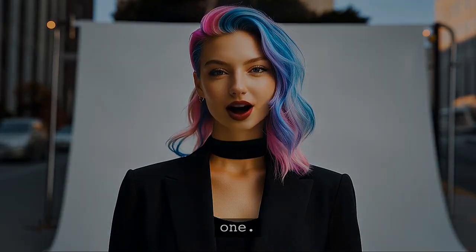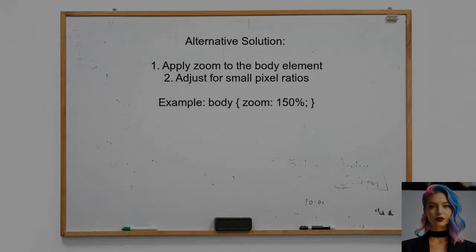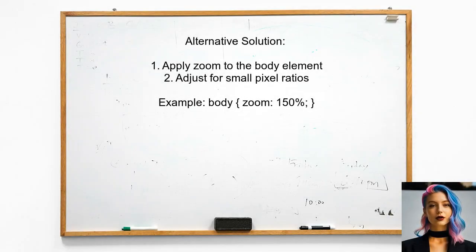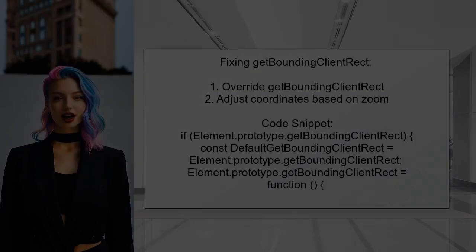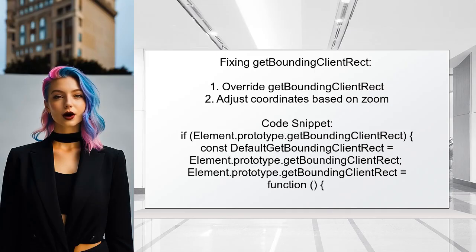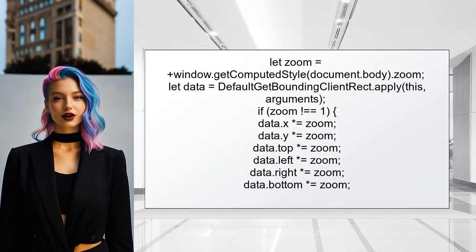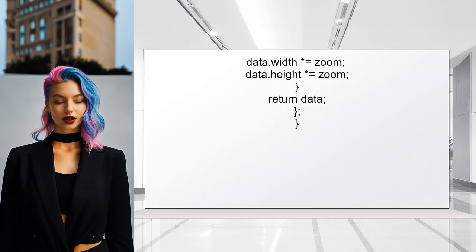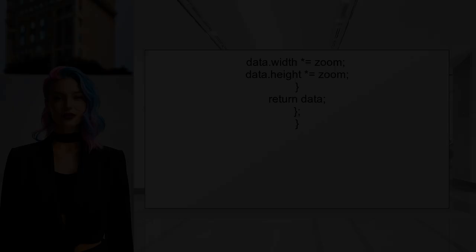Let's explore another one. An alternative solution comes from a user who faced a similar issue. They found that in their Angular material project, the pixel ratio was under 1, making elements appear too small. To address this, they applied a zoom to the body element. They discovered that the Angular material slider used getBoundingClientRect to determine its position, which caused it to misalign. To fix this, they modified the getBoundingClientRect method to account for the zoom level.